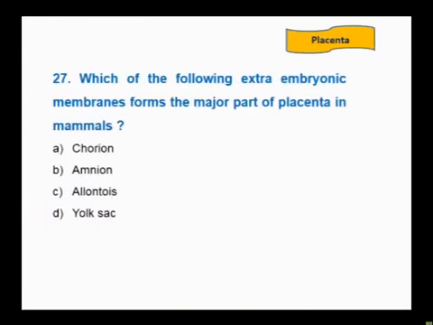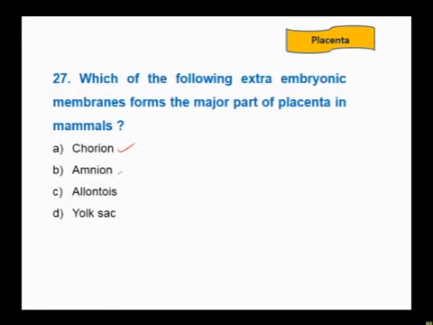Which of the following extraembryonic membranes forms the major part of the placenta in mammals? The major part of the placenta is from the fetal side, which we commonly call the chorion. You know that it forms chorionic villi. As a result, the fetus is attached to the wall of the endometrium with the help of chorionic villi, or through the placenta. Therefore, the right option is chorion.